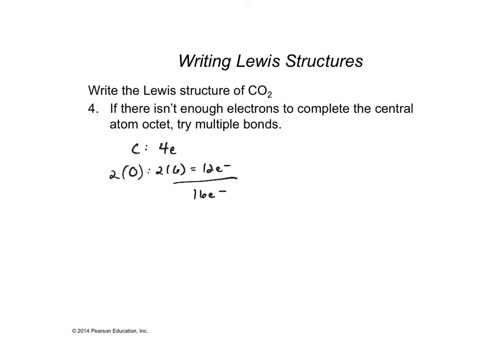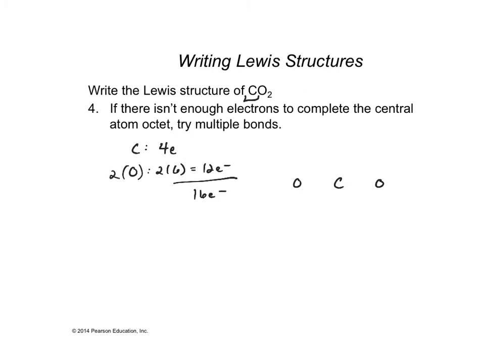When I draw my skeletal structure for this, who goes in the middle? Carbon, right? Usually, again, the least electronegative element will come first in the chemical structure. So carbon's going to go in the middle, and I'm going to surround it with the 2 oxygens, because those guys are terminal. What do I do now?